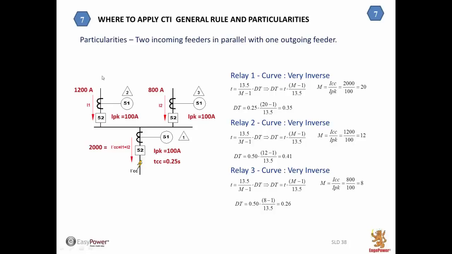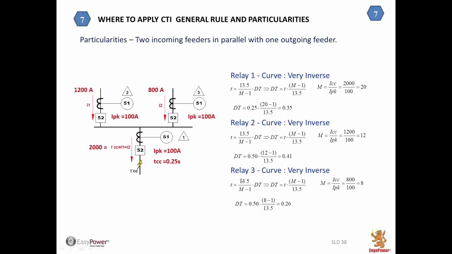I do the same for relay 2. Relay 2 is seeing 1200 amps, and in other words, it's going to see 12 times its setting. To coordinate, I will add 0.25 seconds. So I have already 250 milliseconds plus 250 milliseconds. We will have to trip in half a second. Applying the calculated values, the time dial setting will be 0.41.